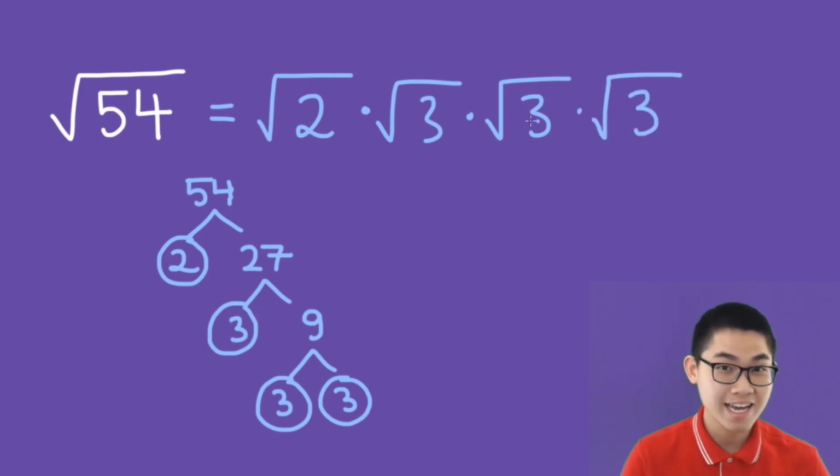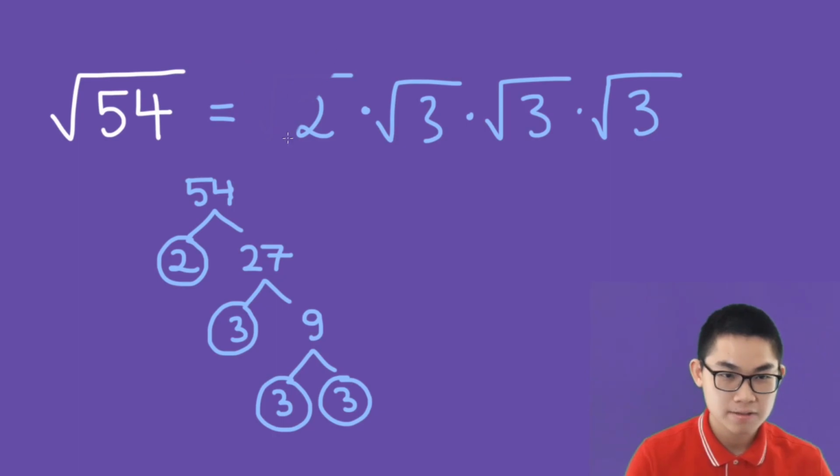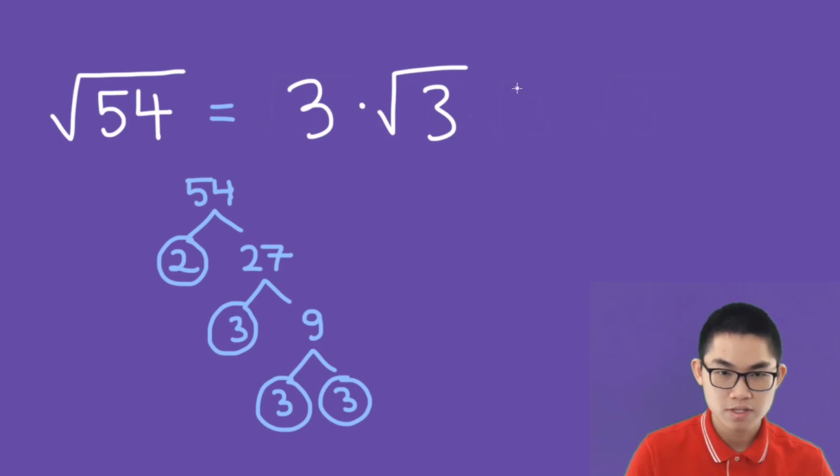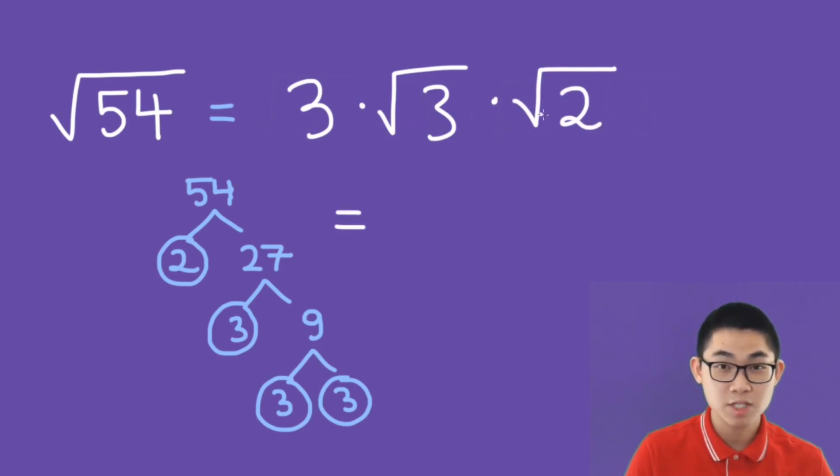But instead of writing like this, I'll show you a quicker way. So you see 2 3's here, right? You just write out 3. You see 1 3, you will say the square root of 3. And you see 1 2, so the square root of 2. The square root of 3 times the square root of 2 gives you the square root of 6. Like this.